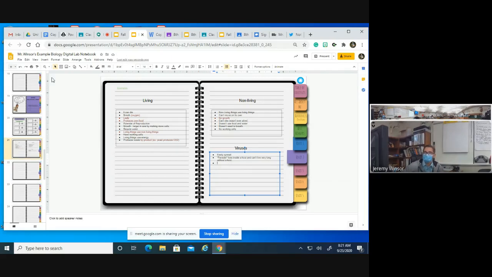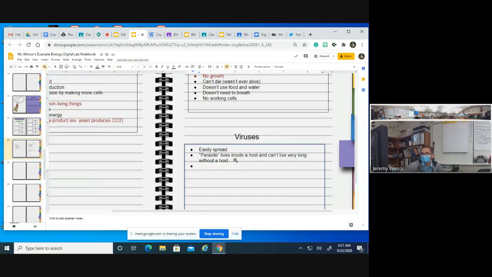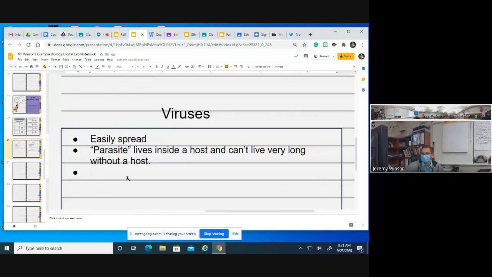The first bullet? Yep, I'm going to zoom right in on it. How about that? I didn't make it very large. Is that better? Yeah. So we have easily spread. It's a parasite, so it lives inside a host and can't live very long without a host. So we termed it similar to a parasite. And then it has to have some type of host. What other things did we learn about viruses?